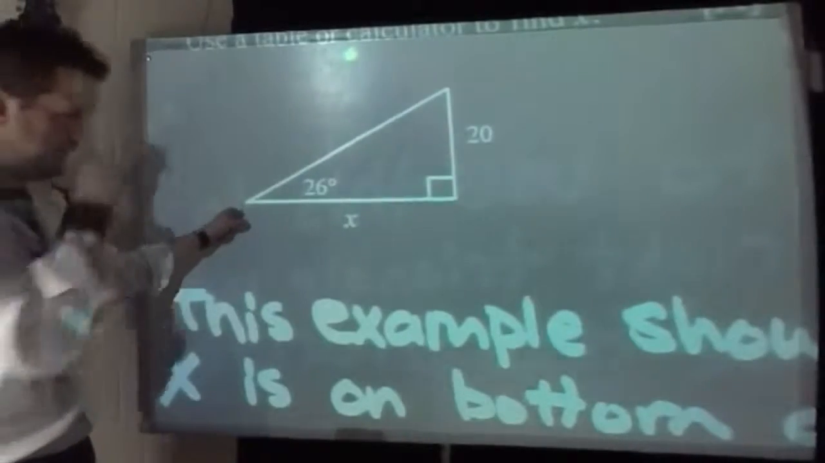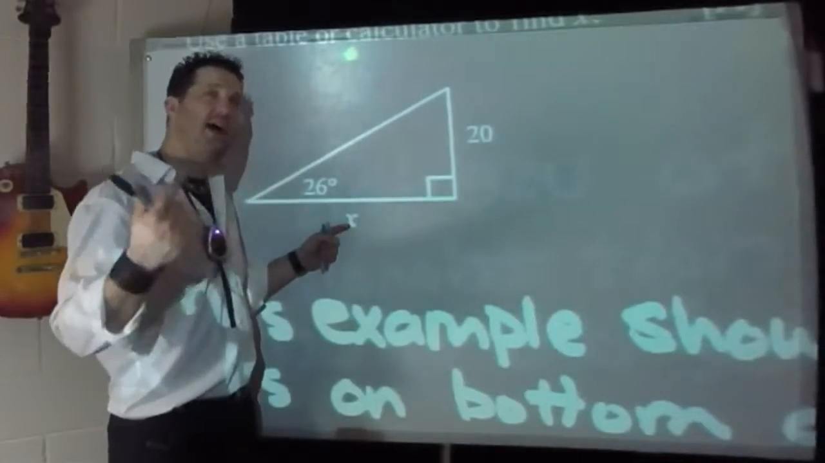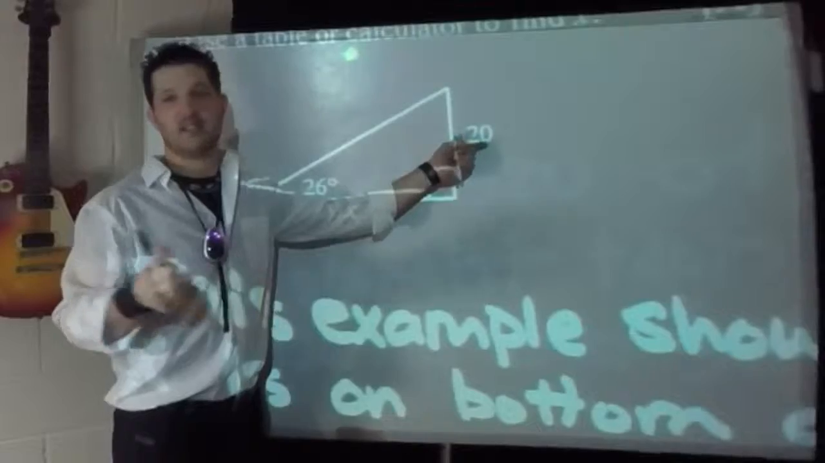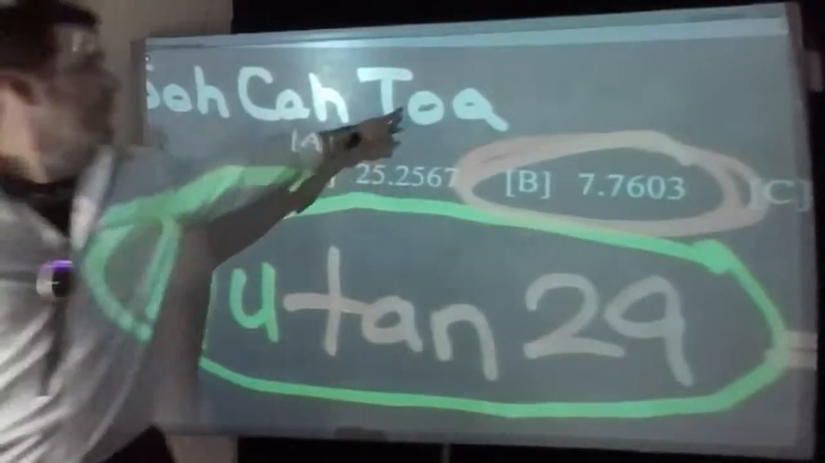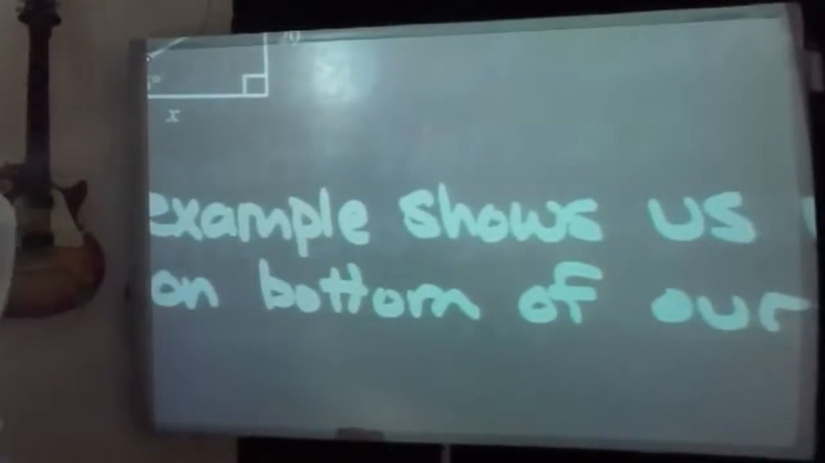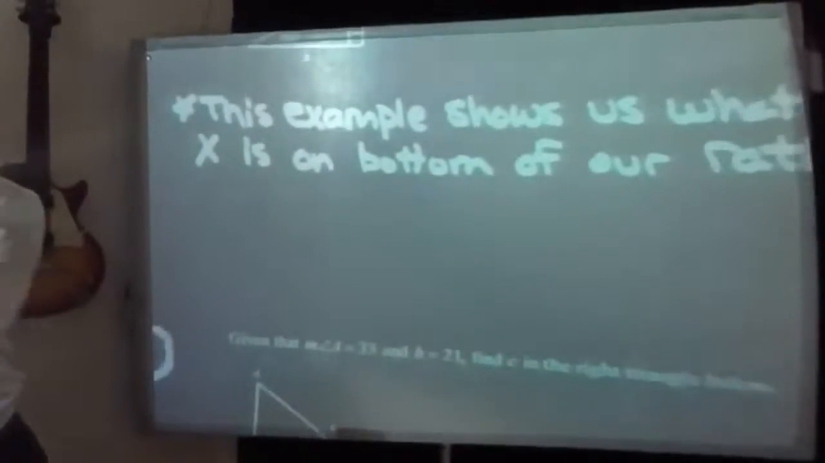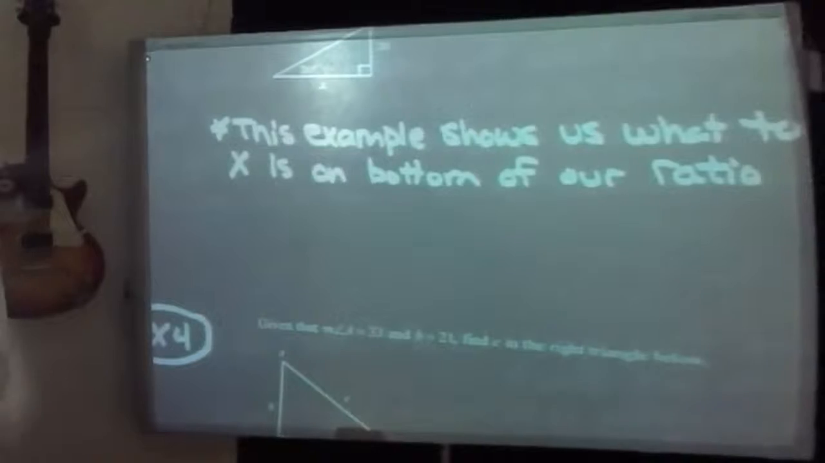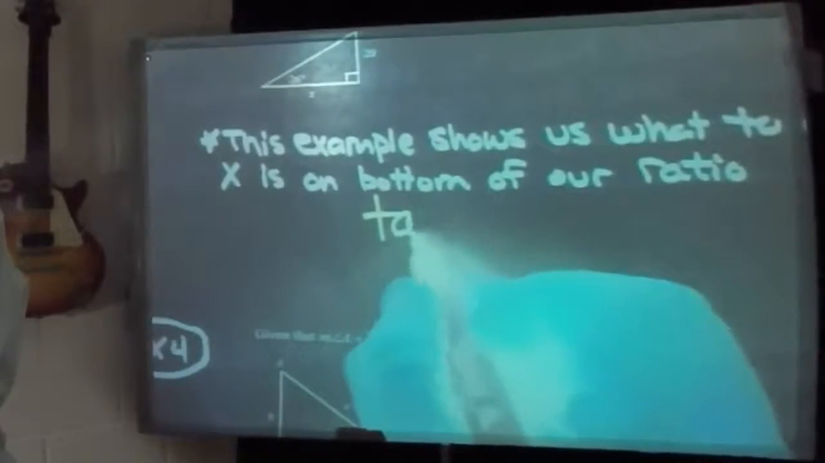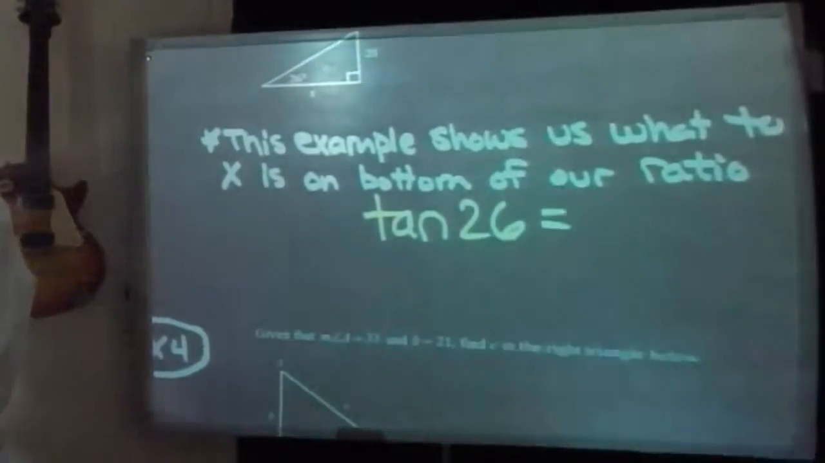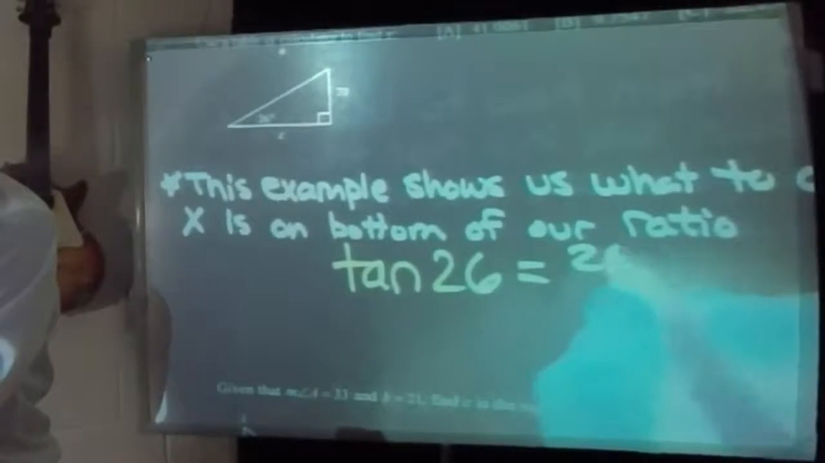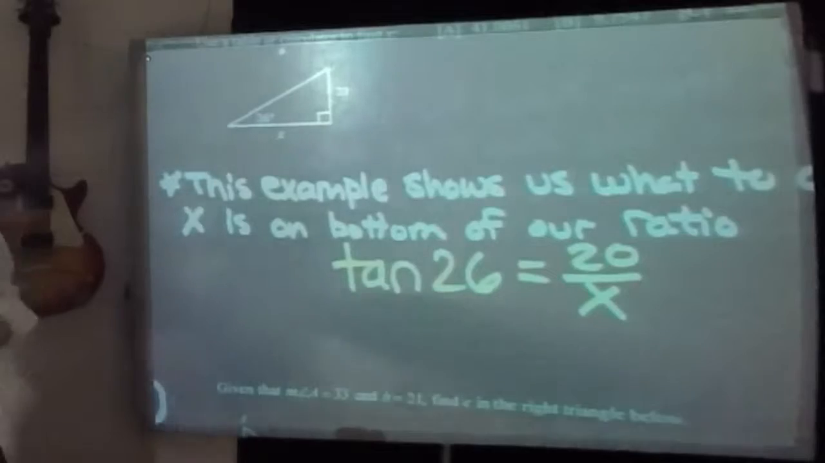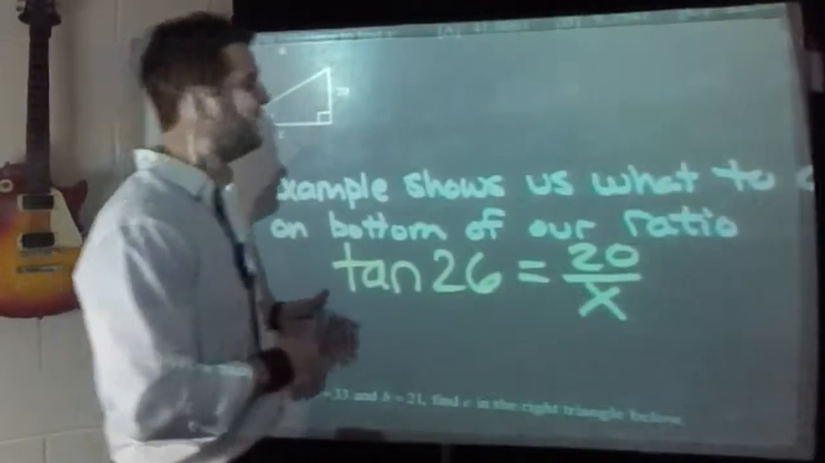So this next one up, obviously we're coming from down here. What is this? O, A, or H? A. What's this? O. So what are we going to use? Tangent again. So I'm going to write tangent, and do it down here if you haven't already. Tangent 26 equals O over A, 20 over X. If you did it right, you said tangent 26 is 20 over X.